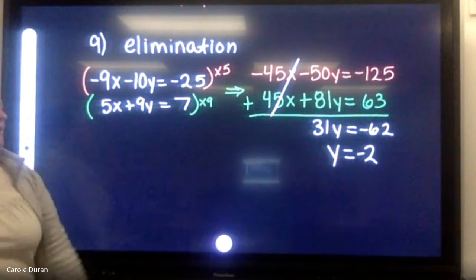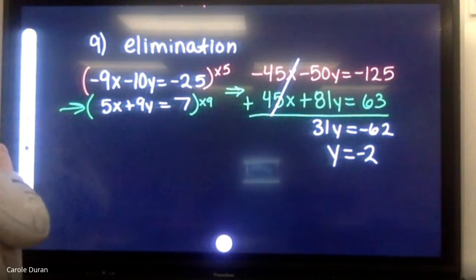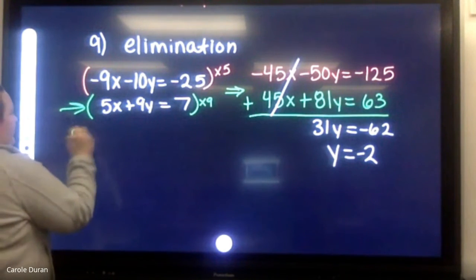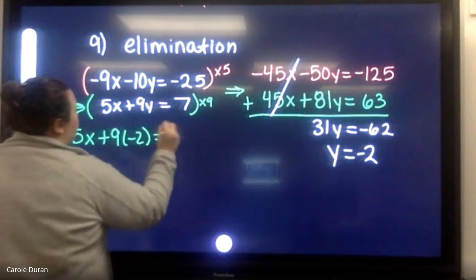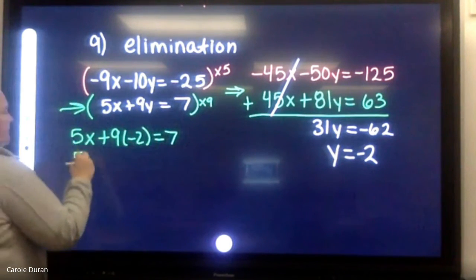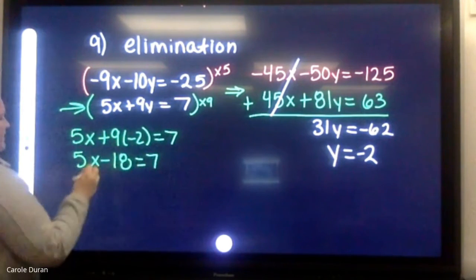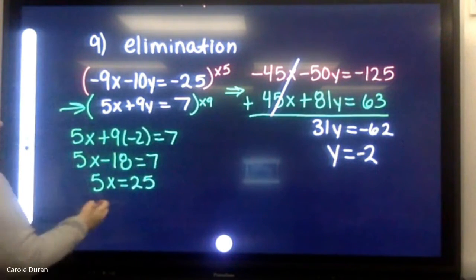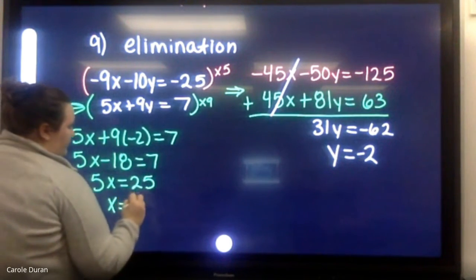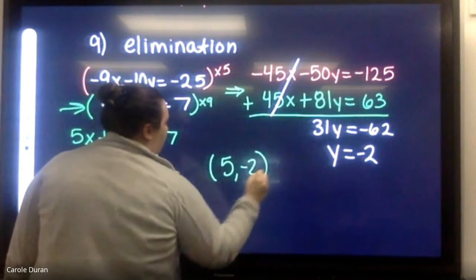So I take the y equals negative 2, and I'm going to substitute it in for the y in this bottom equation because that's what I heard. So when I do, I get 5x plus 9 times a negative 2 equals 7. 9 times negative 2 is a negative 18. I add the 18 across, and I get 5x equals 25, which means x equals 5, and my solution then would be 5, negative 2.